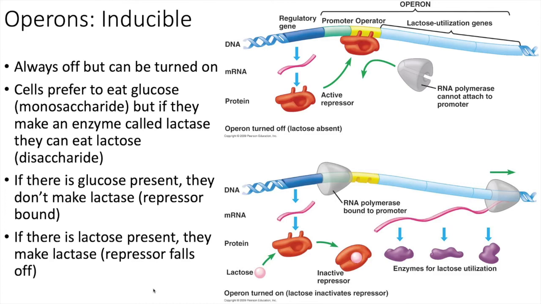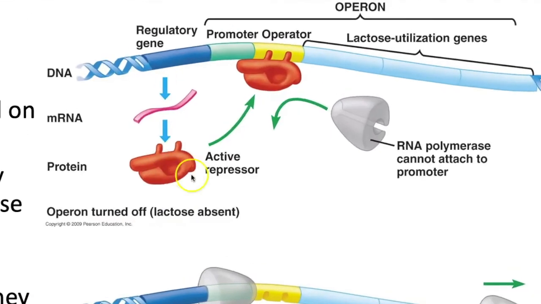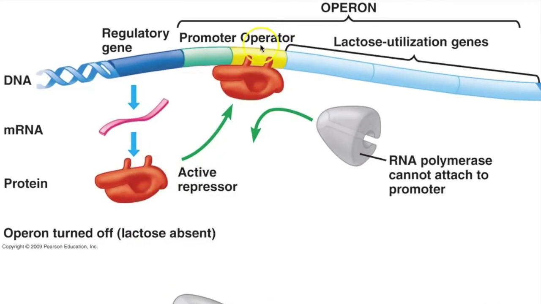So if glucose is present, why would I make the enzyme that breaks down lactose? I don't need to. But if there is no glucose around, but there is lactose, then I'm going to make the enzyme that breaks down lactose so I can keep living and making energy. In this case, normally my repressor is bound, stuck onto that operator. See, there's the operator in my promoter region, and my repressor is bound here.